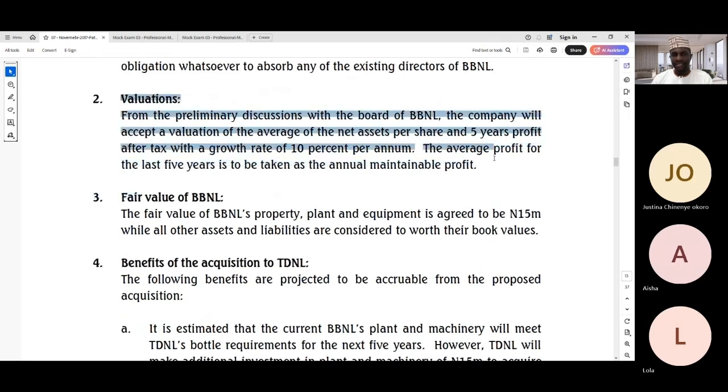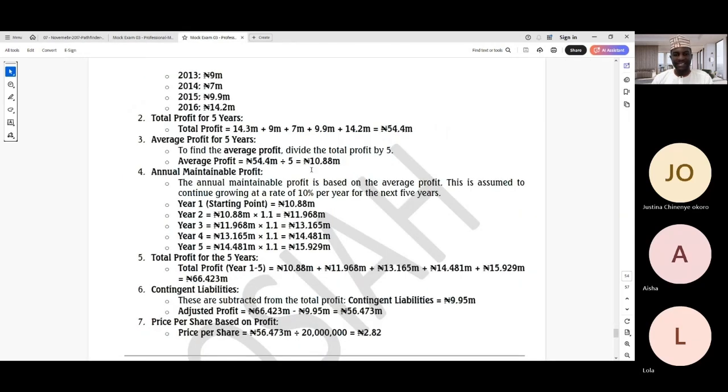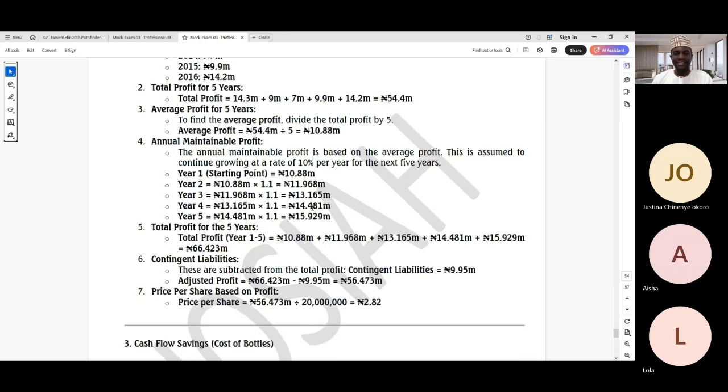second criteria. You can see the second criteria here said the net asset per share and 5 years profit after tax with a growth rate of 10% per annum. So the assumption is that they will grow by 10% per annum. So taking this 10.8 million, we now want to grow for 5 years. So you now increase it and make it incremental by 10% every year. So 10.8 times 10% for year 2 will be 11.9, year 3, 13.1, year 4, 14.4, and year 5, 15.9. So after 5 years, we've grown assumably by 10%, and our bottom line is now 15.9 million.